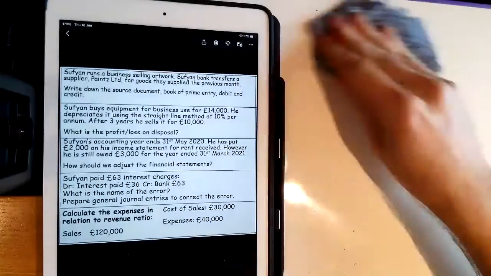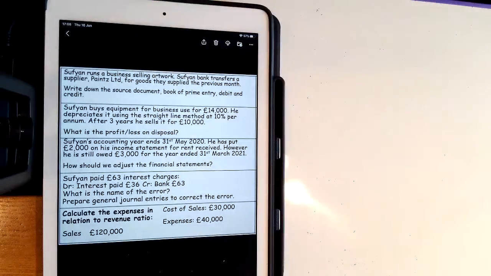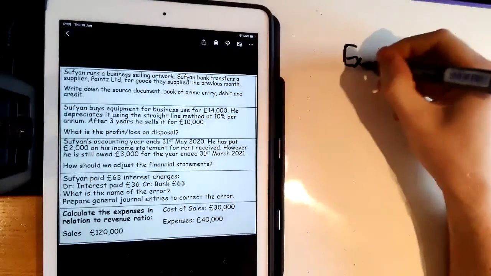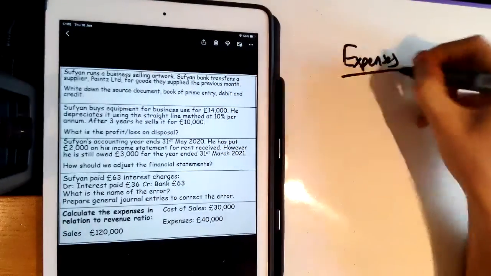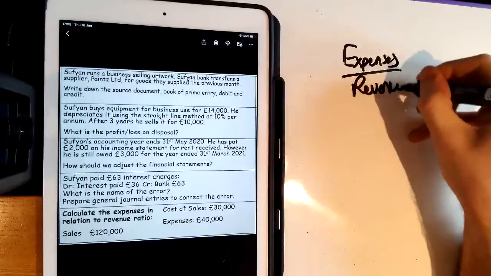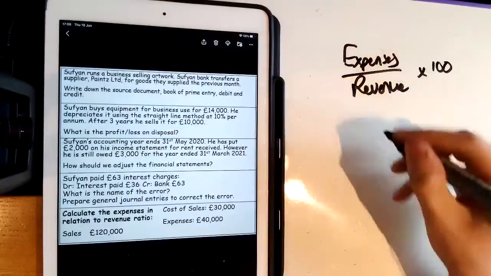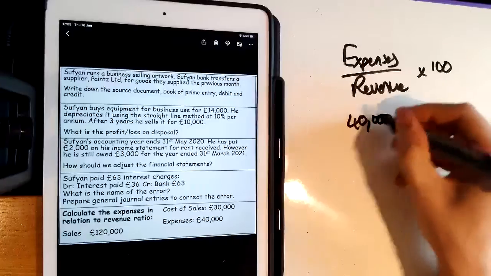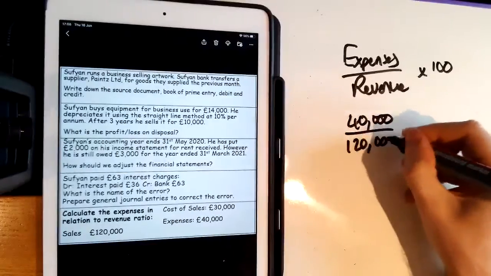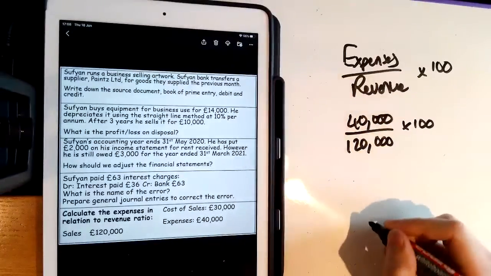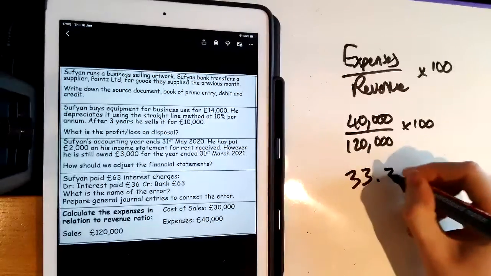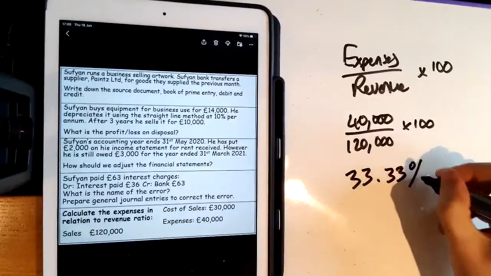And the last one, calculate the expenses in relation to revenue ratio. That's just expenses over revenue times 100. That's 40,000 over 120,000 times 100, and we get 2 decimal places, so 33.33%.